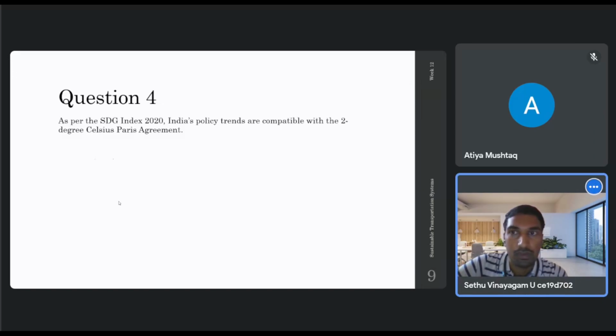Okay, question number 4 is, as per the SDG Index 2020, India's policy trends are compatible with the 2 degrees Celsius Paris Agreement. We have to say whether the statement is true or false.